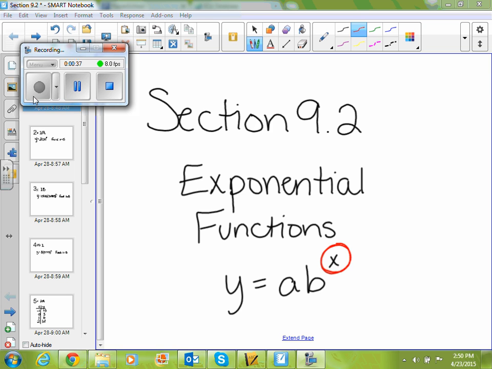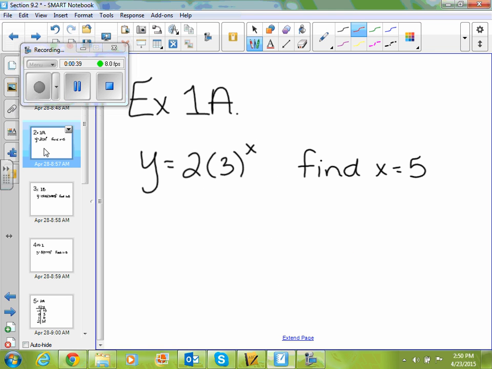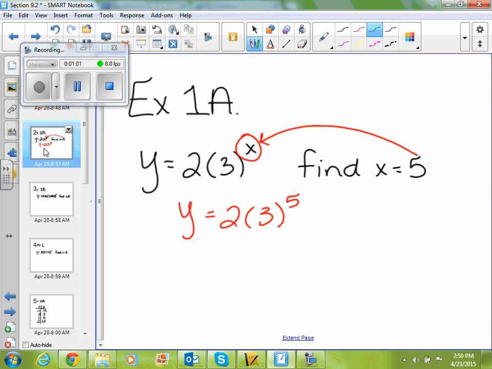Okay, so if I look at example 1a, y equals 2 times 3 to the x power. Because x is in your exponent, it is exponential. And we're asked to find when x equals 5, so I'm going to plug in 5 for x. So I get y equals 2 times 3 to the 5th. We work backwards. So 3 to the 5th.